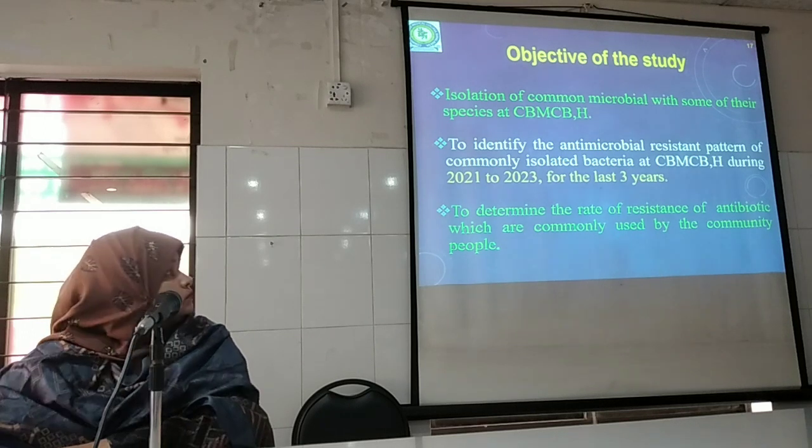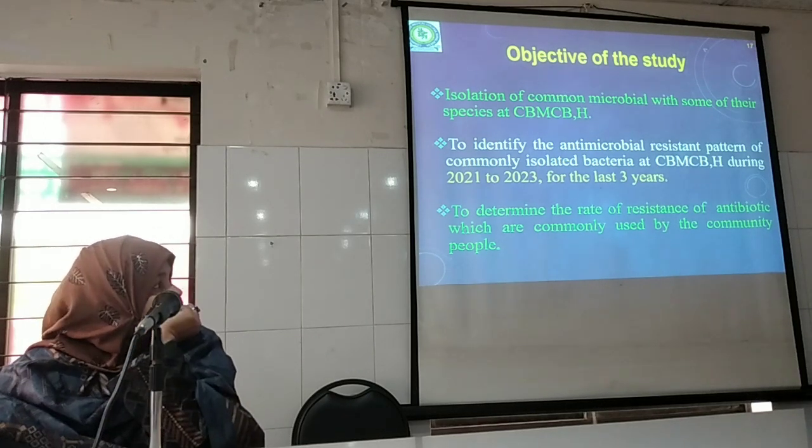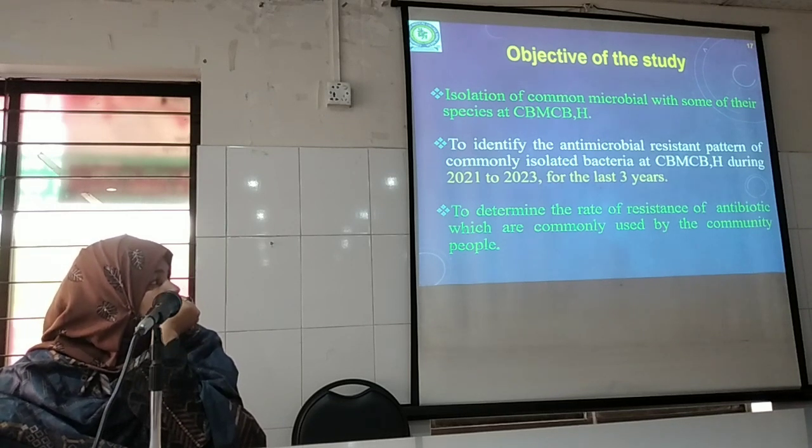Now, the objectives of the study: isolation of common microbes with some of their species at CBMCB; to identify the antimicrobial resistance pattern of commonly isolated bacteria at CBMCB during 2021 to 2023, for the last 3 years; and to determine the rate of resistance to antibiotics which are commonly used by community people.